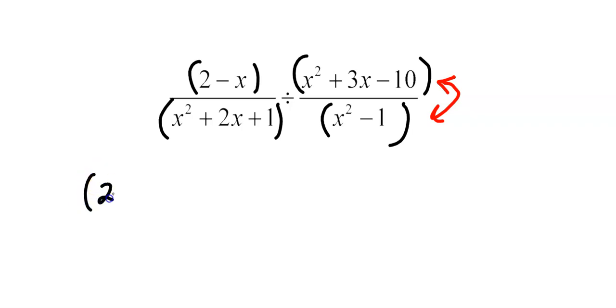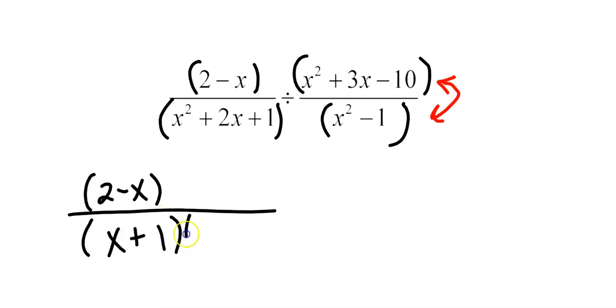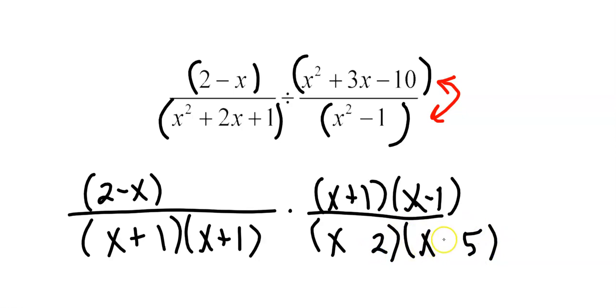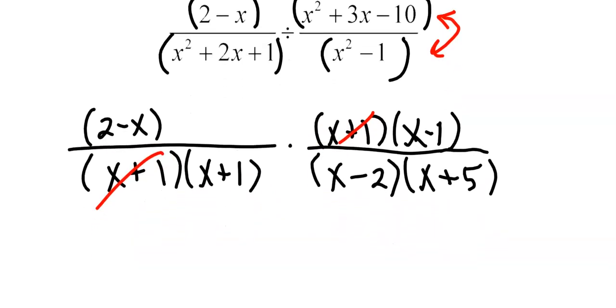So on top of the left, you have 2 minus x. Here you have x plus 1 times x plus 1. And then times, and up top, you're going to have x plus 1 times x minus 1 when you factor difference of squares there. And if you put this down low, that's going to be x and x, hopefully this factors, 5 and 2. The bigger number's positive, there we go. Okay, let's cancel out anything we can. So maybe you see x plus 1, that's nice.